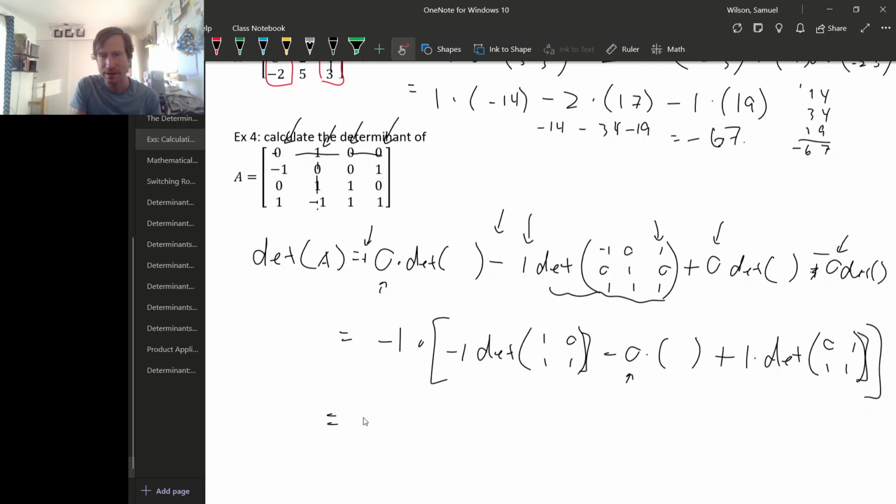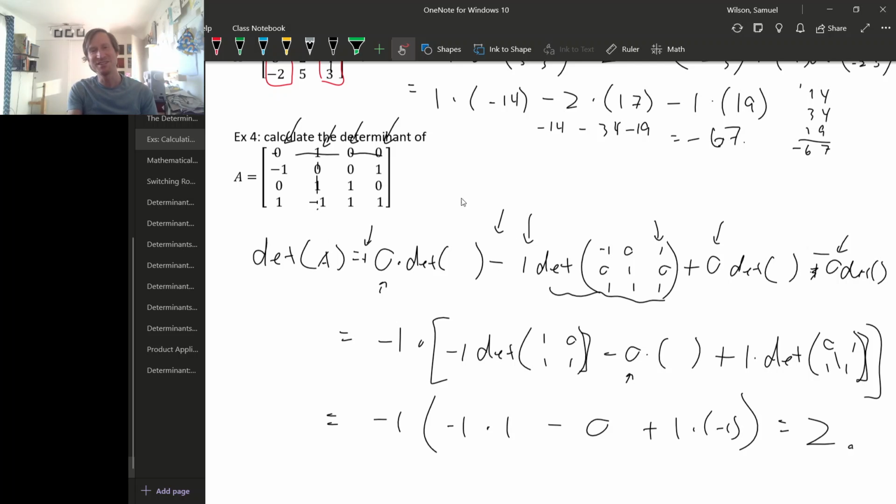Okay. All right, so we have minus 1 times this determinant is 1, minus 0 plus 1 times, and then this determinant is minus 1. Okay, so we get minus 1, so minus 2 times another minus 1 is plus 2. All right, so the determinant of this whole thing is 2.